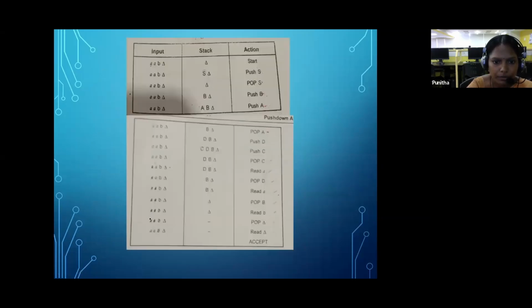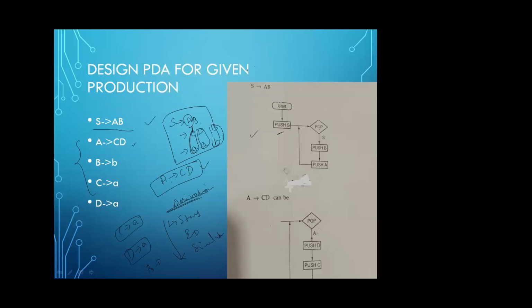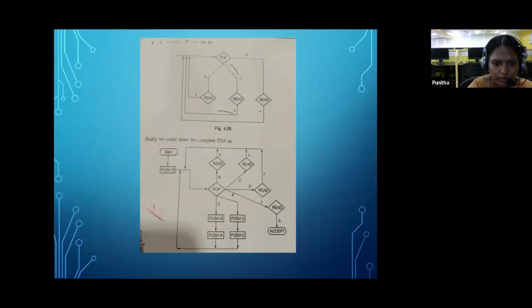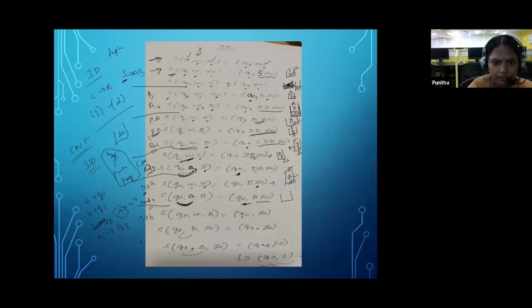The next production I have to take is capital B tends to small b. Here I'm performing the ID representation for the production capital B tends to small b. In this I need to perform the pop B, right? Pop B, with the same state Q naught.